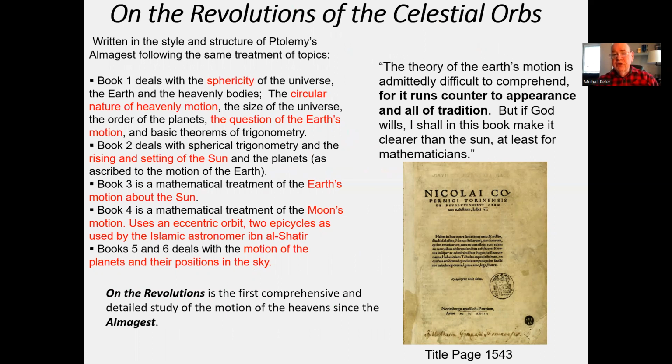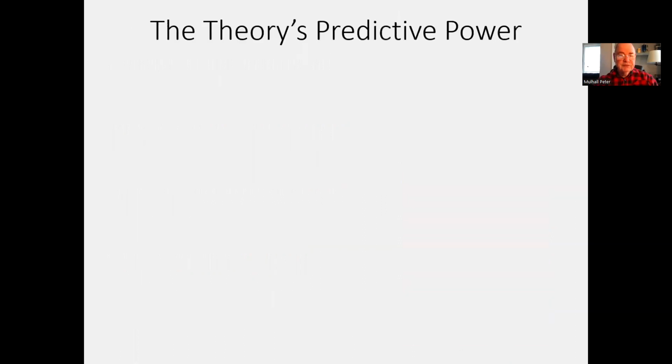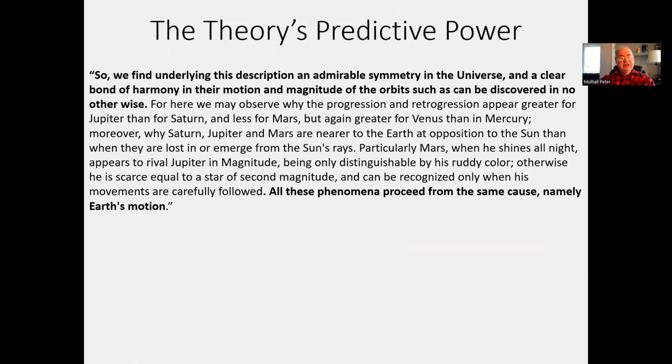The theory of the Earth's motion is admittedly difficult to comprehend, for it runs counter to appearance and to all tradition. But if God wills, I shall make this book clearer than the sun, at least for mathematicians. From the book itself: so we find underlying this description an admirable symmetry in the universe and a clear bond of harmony in the motions and magnitude of the orbits, such as can be discovered in no other wise. And he goes on to show some consequences.